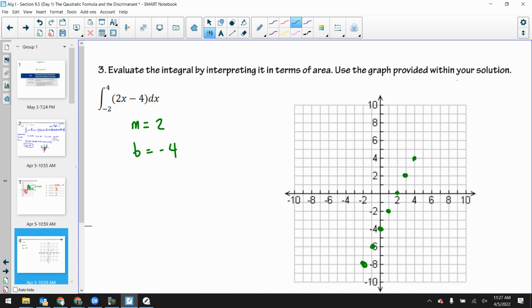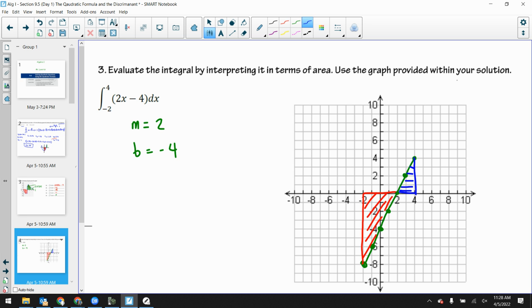So that's the line. Actually, that's the segment that I'm going to be using. I've got to evaluate the integral, which means I'm going to have a piece of negative area plus a piece of positive area. Remember that you always go toward the x-axis. So let's calculate the negative area.